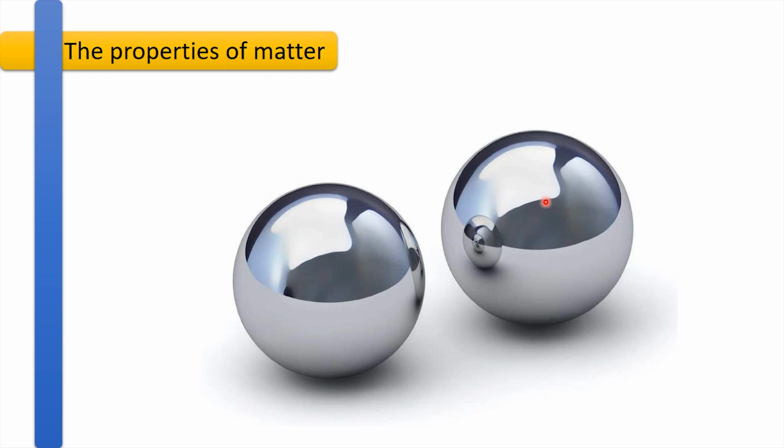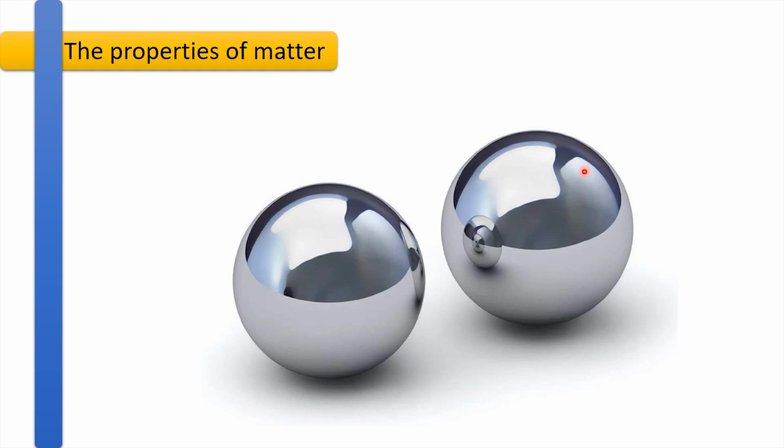We cannot put one in the place of the other; each one has its own space. Okay, we call this space the volume. So the space that is occupied by the mass, or by the matter, by the object, is called volume.